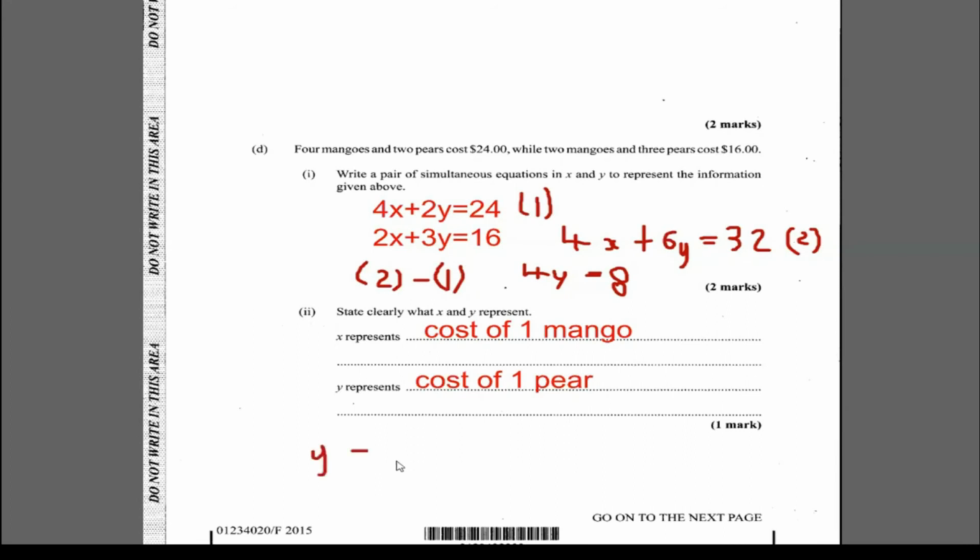So y equals 2, which is the cost of 1 pear. The cost of 1 pear is $2. If y is $2, 2 times 2 is 4. And so, bringing that over, we get 24 minus 4 is 20, and so x is 5. The cost of 1 mango is $5. Nice and easy.